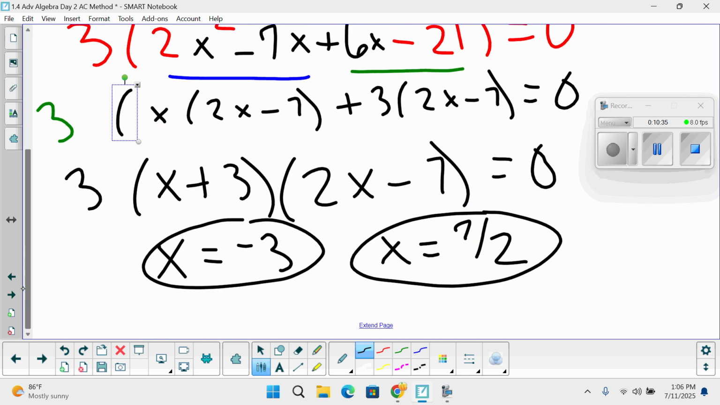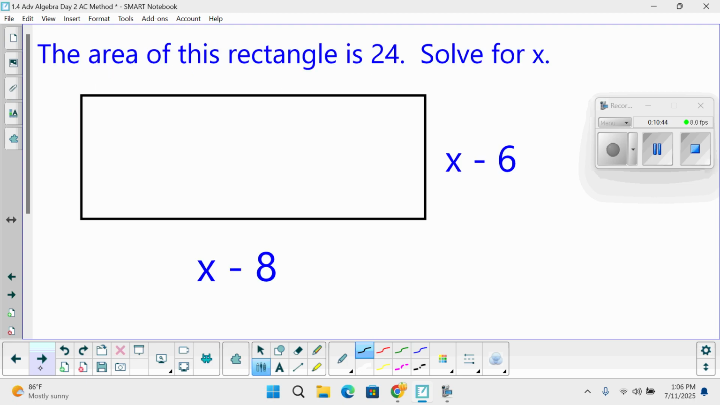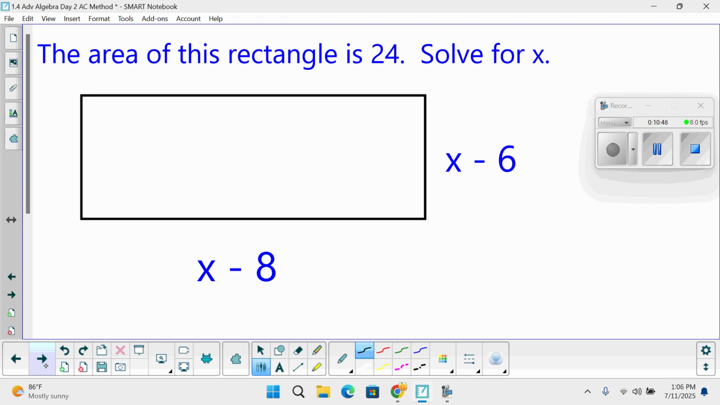That took a long time. Whew, tired. Seeing how many more we have. We're already at 10 minutes. Let's just jump ahead to this word problem here.